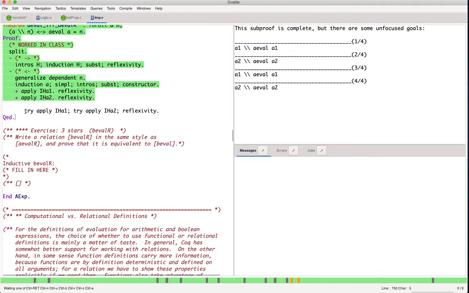And this shorter version basically combines all that together. So basically says, well, try using IHA1. That might not work. So if that doesn't work, try IHA2. And we're assuming, we know for these 6 cases that one of these is going to work to apply, and then reflexivity will be able to finish them all off.